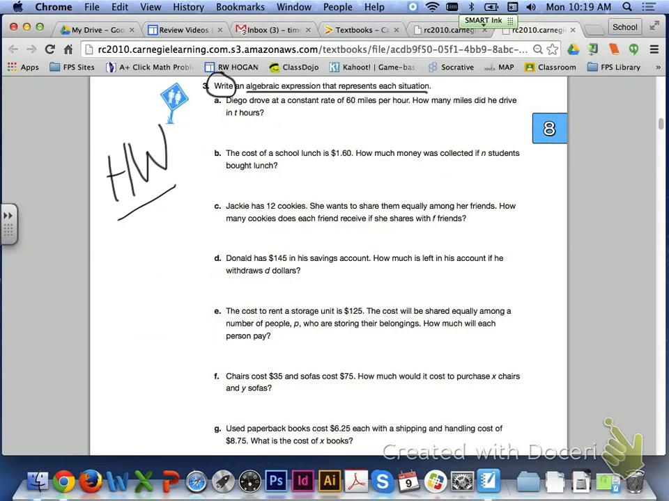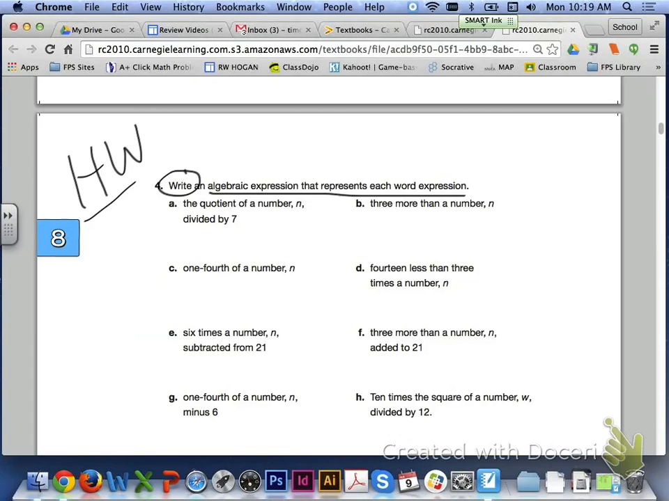Homework for lesson 8.1, we are going to take a look at number 3. You need to write an algebraic expression that represents each situation. So go ahead and do letters A through G. And I also want you to do number 4 for homework as well. Write an algebraic expression that represents each word expression, letters A through H for number 4.